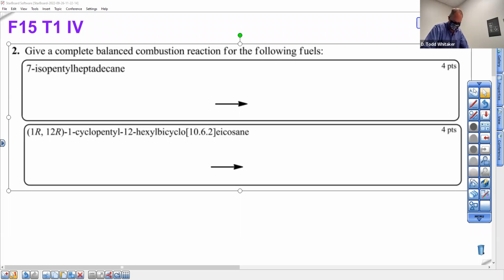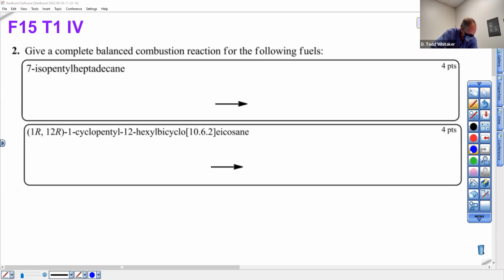We got a request to do a combustion balancing problem. And we're going to use the one from Fall 15, Test 1, Part 4. We got to count carbons first. Iso is a pattern, not a number of carbons, but pentyl carbons, 5. Try a nicer 5 than that.